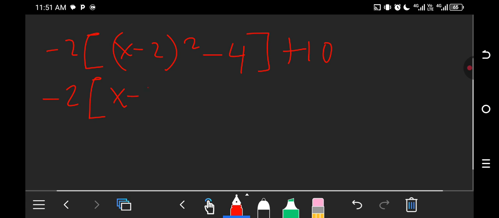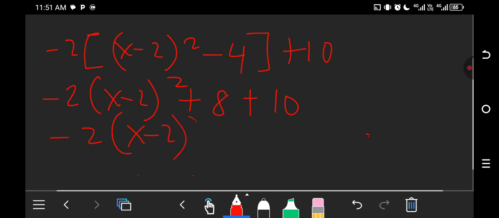Then x minus 2. In fact, I can use parentheses here. X minus 2 like that, squared. Remember, this negative 2 is multiplying everything in the square bracket. So negative 2 multiplied by negative 4 will give us positive 8. Then we have a constant which was plus 10. Then I can have negative 2 times x minus 2 squared. 8 plus 10 is just 18. Then at this point, you're even done.